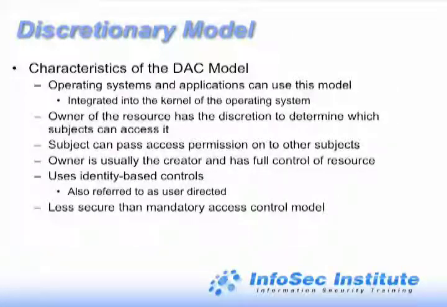Characteristics of DAC. This is where the operating systems and applications use this model. Basically, it's integrated into the kernel of the operating system. This is where the owner of the resource has the discretion to determine which subjects can access it. What would be a good example of that? 2003. Yeah, basically you create a file as, say, power user, and you say that you want only a specific group, not guests. Administrators will probably still be able to use it, but everybody outside of your specific group will not be able to access it except one. So basically, yeah, on NT systems, NTFS gives you that capability with the security features.